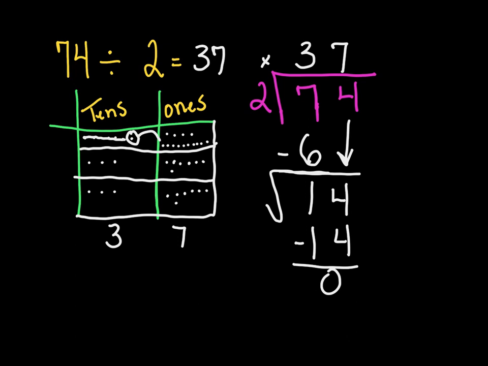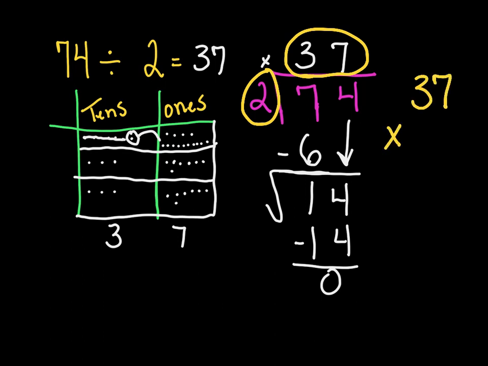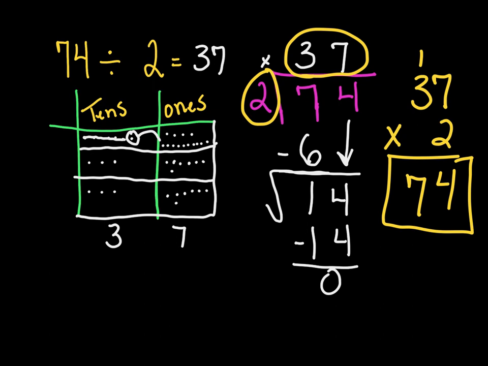We do the opposite. So we're going to take 37 and 2. The answer, the quotient, multiply by how many groups that we're making it into. 37 times 2. 7 times 2 is 14. Carry the 1. 3 times 2 is 6 plus 1 is 7. So we have an answer, a product of 74. And right inside the division, we have 74. So we know that we did this correct.